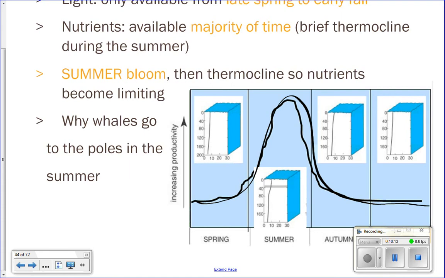So big increase. This phytoplankton bloom that occurs in the poles in the summer is actually why whales migrate to the poles. So every year whales migrate to the poles in order to be able to feed on the phytoplankton and zooplankton that are living there. So you get a big bloom of phytoplankton in the summer. And it's weird that blooms of these little teeny tiny microscopic plants drives the migrations of some of the biggest animals on Earth. So crazy.